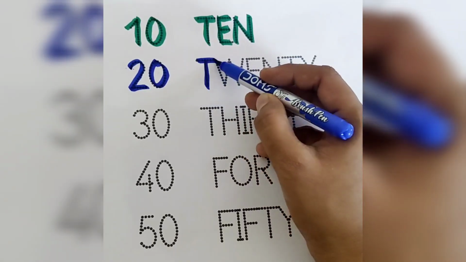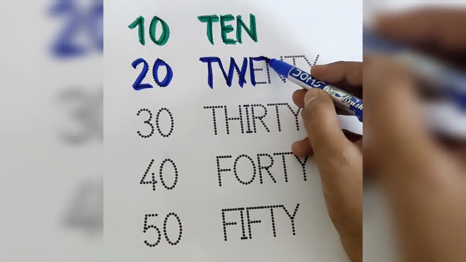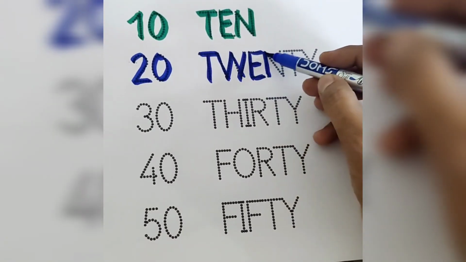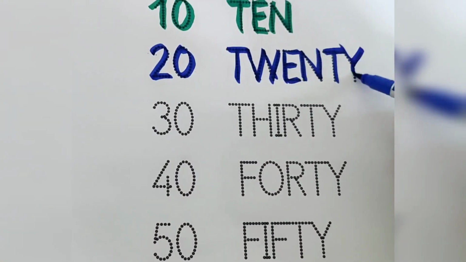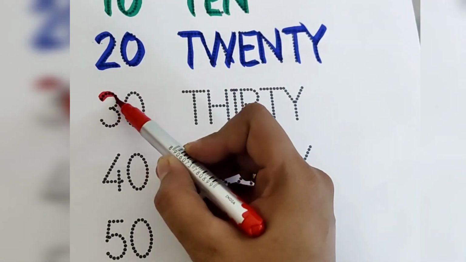T W E N T Y. 20. Number 20. Then comes number 30. 3 0 30.